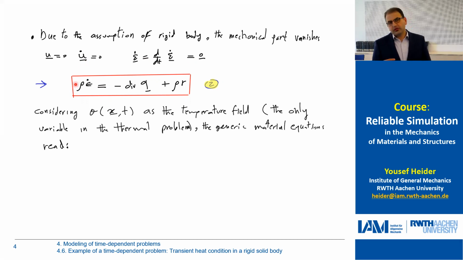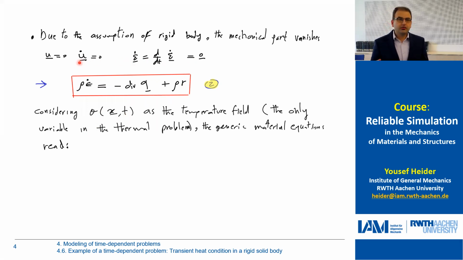It's one equation, it's scalar-valued. It has one primary unknown, which is the temperature field. It's a function of space and time. So at each point in our domain, and at each time, we might have a different temperature. And then we need to solve this equation for a specific problem.